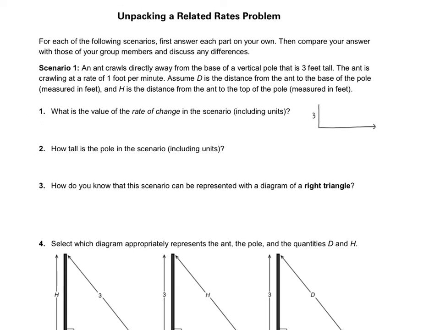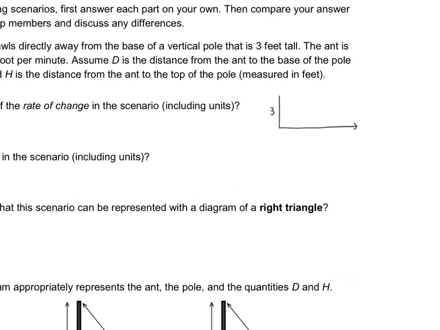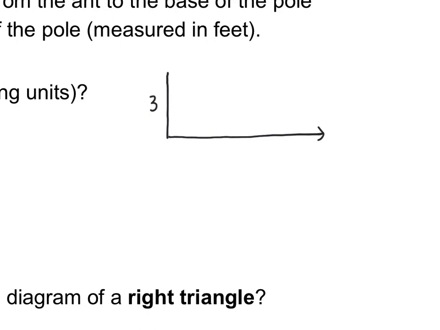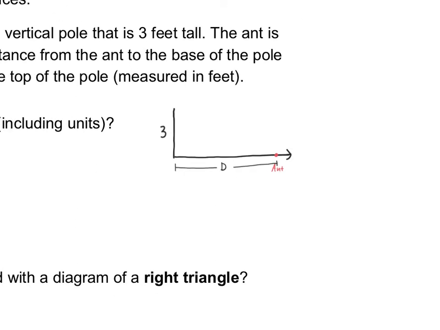Okay, the ant is crawling at a rate of 1 foot per second. Assume d is the distance from the ant to the base of the pole. So let's say the ant is here. Okay, so d is this distance here. As the ant walks, just notice that d increases. As the ant goes this way, this distance is going to increase. So that rate of change, once we come to it, will be positive.